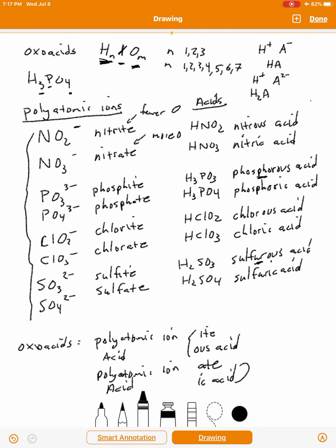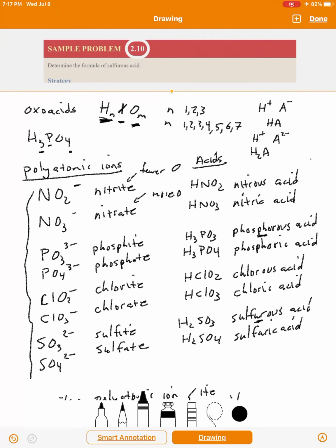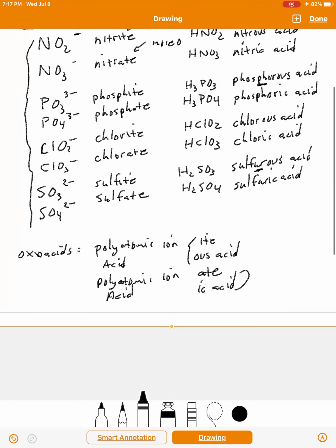Okay, so let's come back over here. Determine the formula of sulfurous acid. What you would do is you would say, oh, it ends as us acid. If it ends as us acid, that means the polyatomic ion is ite. What is the polyatomic ion that ends in ite that has sulfur in it? It's right there, sulfite. So that tells you the polyatomic ion.